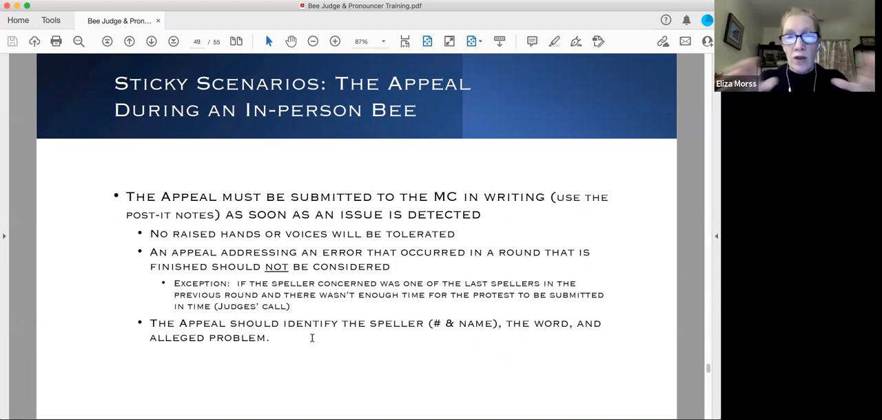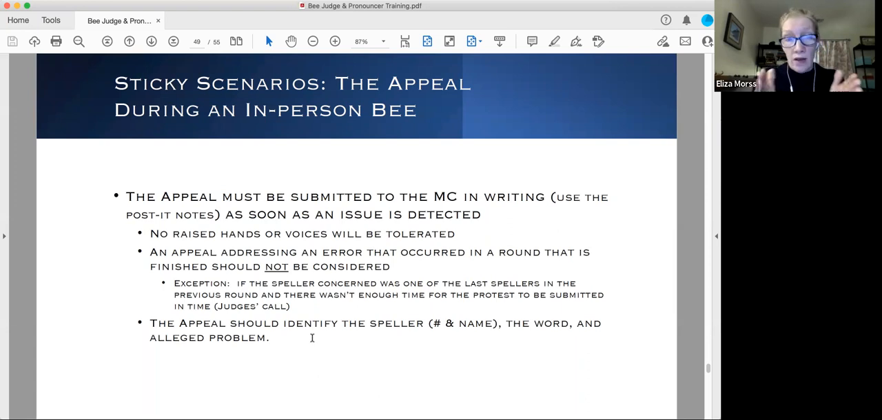So if you're in an in-person bee, the appeal has to be submitted to the MC, not the judges, in writing, using those post-it notes or any other scrap, as soon as there's an issue. No one can raise their hands and say, hey, my kid, or that shouldn't have happened. No raised hands or voices. And the appeal, if at all possible, has got to be given in the round in which it occurred. If you have someone who's eliminated at the very end of the round, the judges can obviously consider that. But what you want to do is have that appeal given either during the round or in the break between rounds. If a new round is started, it's too late.